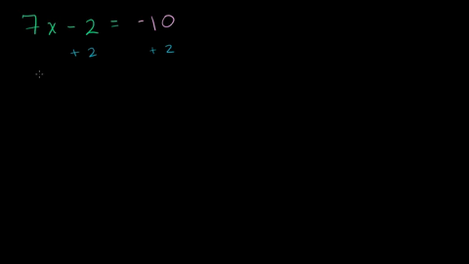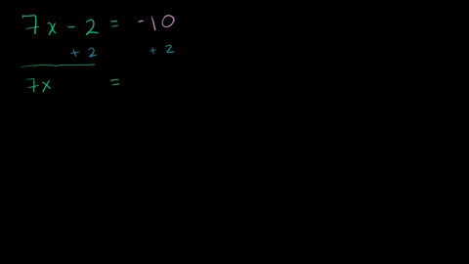So what is the new left-hand side going to be equal to? We have 7x. Negative 2 plus 2 is just 0. I could write plus 0, but I'll just write nothing. So we get 7x is equal to, now what's negative 10 plus 2? And this is a little bit of review of adding and subtracting negative numbers.